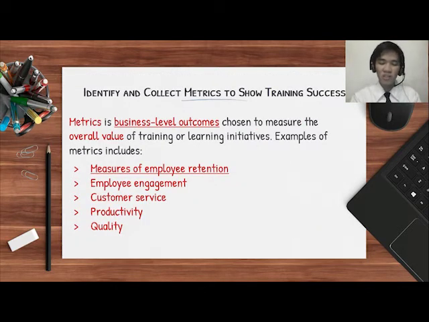How does the company determine that these strategic training and development initiatives are actually contributing to the business strategy and goals? In order to determine that, we need to identify and collect metrics. Metrics are business-level outcomes chosen to measure the overall value of training or learning initiatives. Examples of these metrics include measures of employee retention, employee engagement, customer service, productivity, and quality.